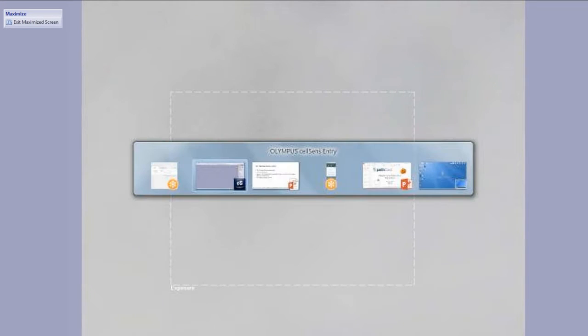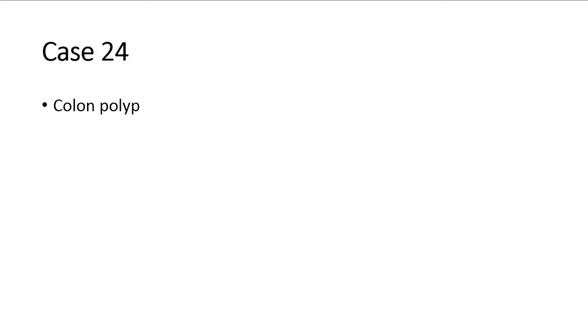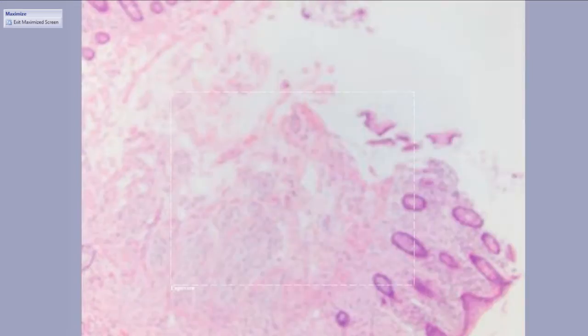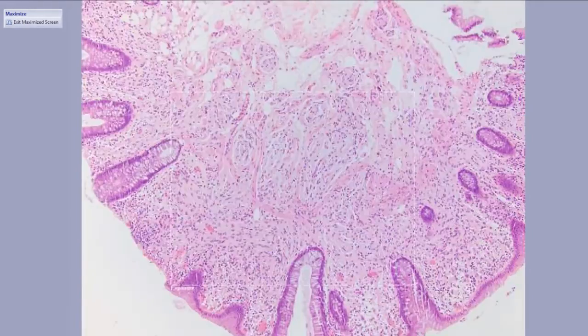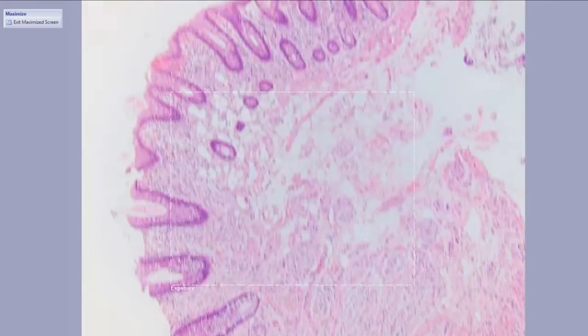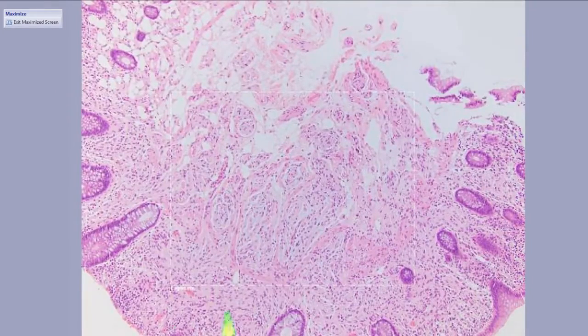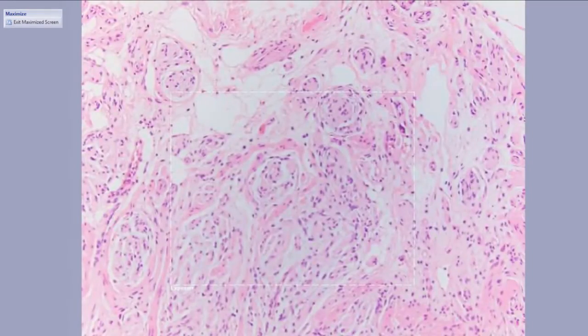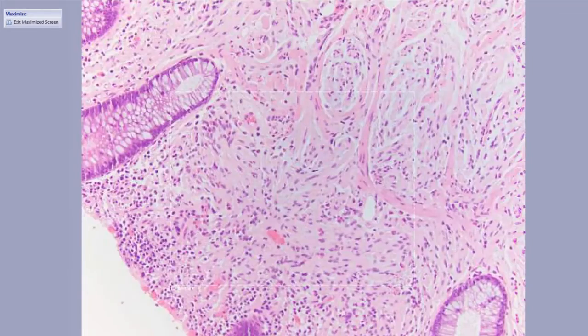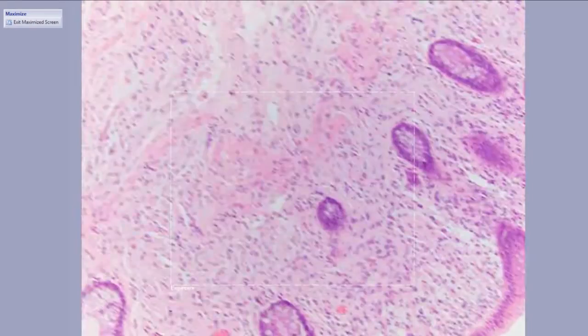The next case I'm going to show is its most common mimic in the stomach, another colon polyp. I posted this on my Twitter, so several people already know the answer. This case is similar in that it's a spindly proliferation in the mucosa, submucosa pushing up into the mucosa of the colon. This one is a little more packeted, a little more myxoid, a little more wavy. Looks a bit more neural to my eye.